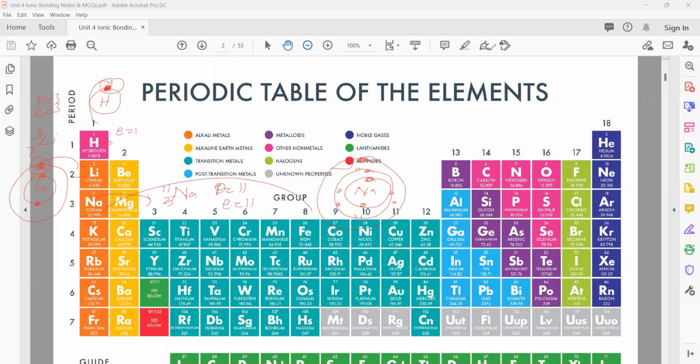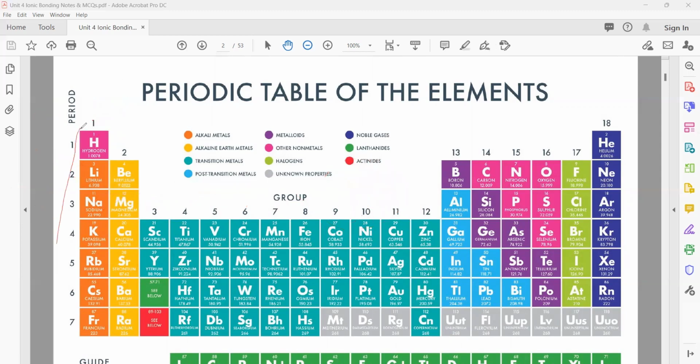So it means that any elements in the same group have the same number of electrons in the last shell. Group 1, all of them have 1 electron in the last shell. Group 2, all of them have 2 electrons in the last shell. Group 3, all of them have 3. Group 4 has 4. Group 5 has 5. Group 6 has 6. And group 7 has 7. Group 8 is the noble gases, and that one is complete. So this is how the periodic table works. Did you get this one? Please confirm.